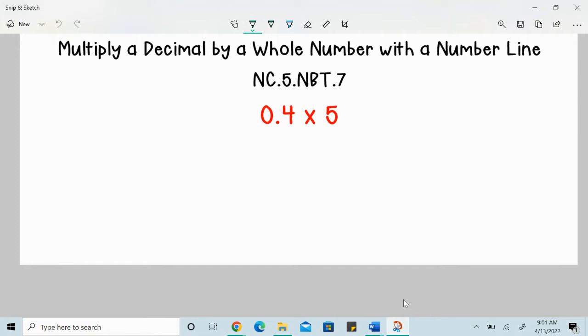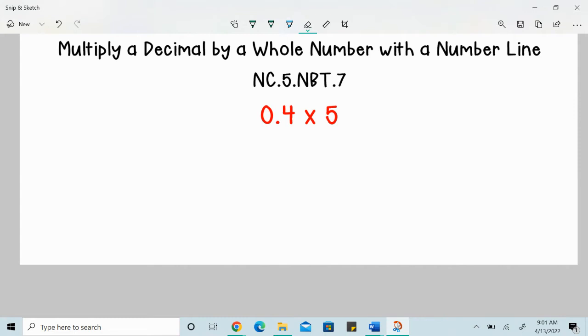Before I solve, I want to think about a reasonable product. I know that the answer will be less than 5 because we are multiplying 5 by a factor that is less than 1. So I know that if this was 5 times 1, the answer would be 5. But since I'm actually multiplying by less than 1, the product would be less than 5.